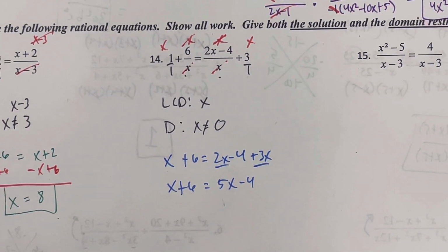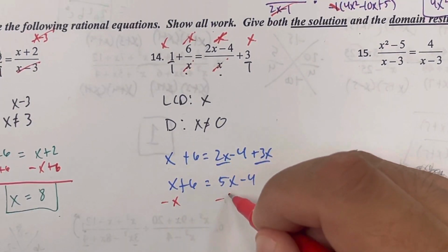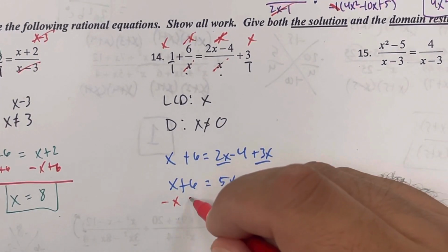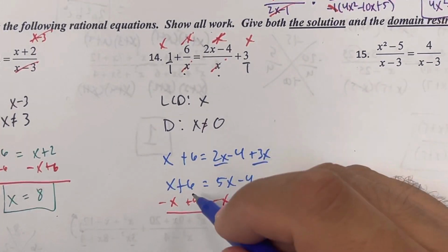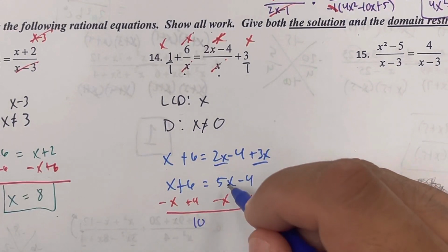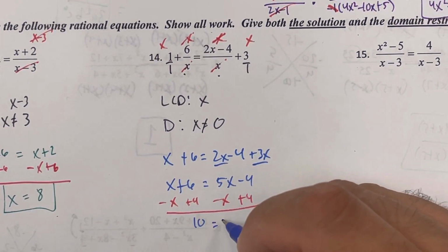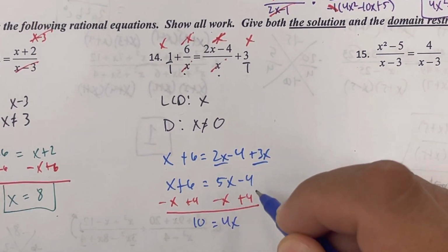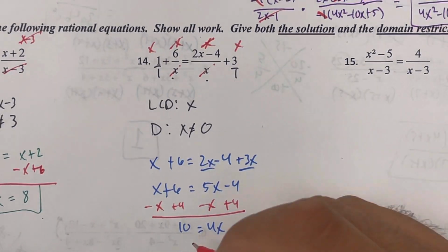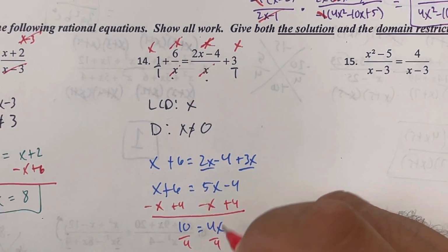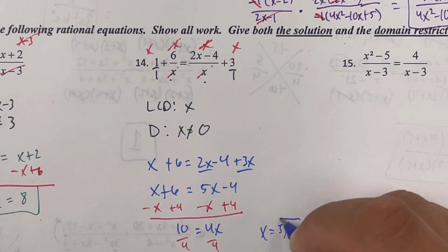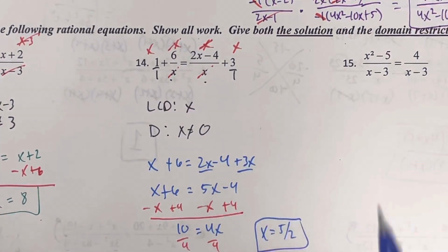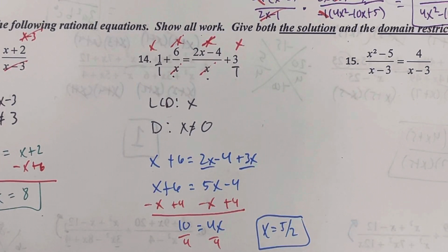For this one, I'm going to go ahead and subtract the x to the right side and add the 4 to the other. So when I do this here, x minus x is 0, 6 plus 4 is 10. 5x minus x is going to be 4x, and the negative 4, positive 4 cancel. So to solve this, I'm going to divide both sides by 4. And 10 divided by 4 is going to be 5 halves. You can verify the restriction, x cannot equal 0, and that answer should be good.